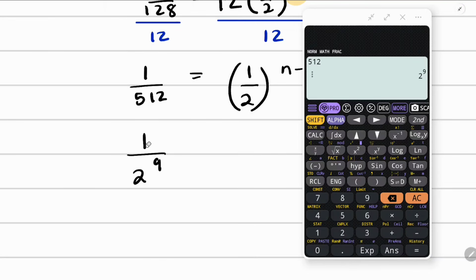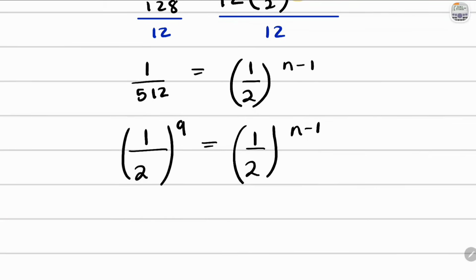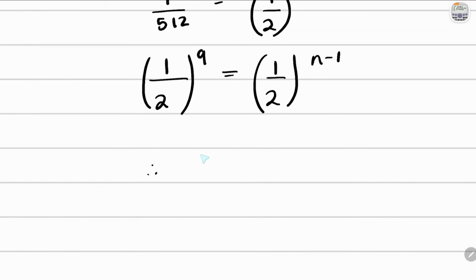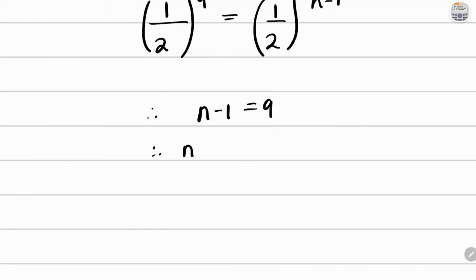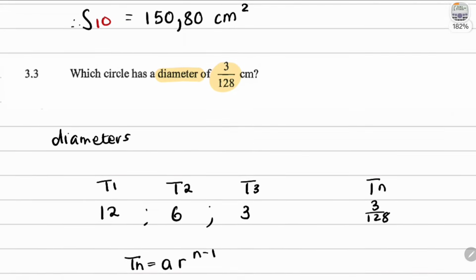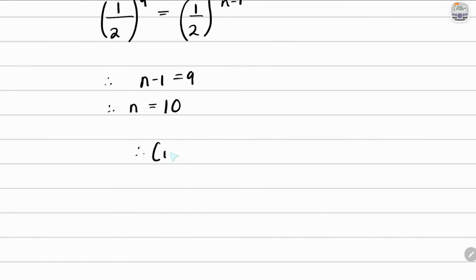But here's the thing about 1: 1 can be expressed as 1 to the power of 9 and it will still stay 1. So that means that we can actually write this fraction as 1 over 2, all to the power of 9, is equal to 1 over 2 to the power of n minus 1. And now the bases are the same. So equate the exponents. 9 is equal to n minus 1, and then solve for n. We'll just take your negative 1 over and that becomes 9 plus 1, which is 10. So that's what we get. n is equal to 10. So what this means is, which circle has a diameter of this? This is circle number 10, or the 10th circle.